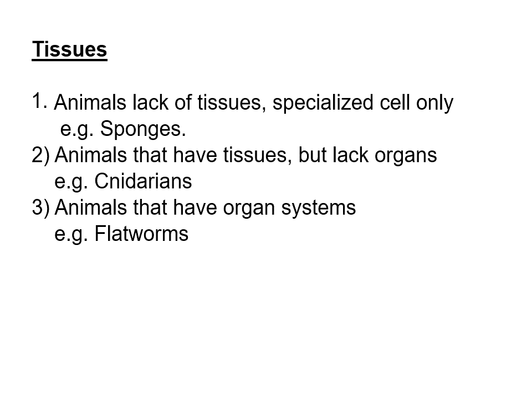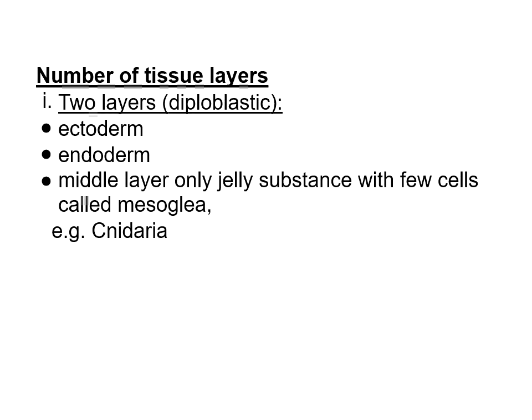In terms of tissue, some animals in this kingdom lack tissues, they only have specialized cells, such as sponges, terumbu karang. Some animals have tissue but lack organs, such as cnidarians, and some organisms have an organ system, such as flatworms. If the organism has tissues, they are arranged in layers. It can be either 2 layers, diploblastic, or 3 layers, triploblastic.